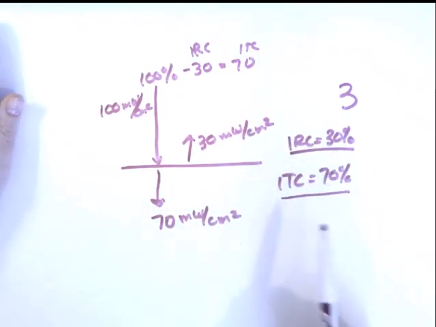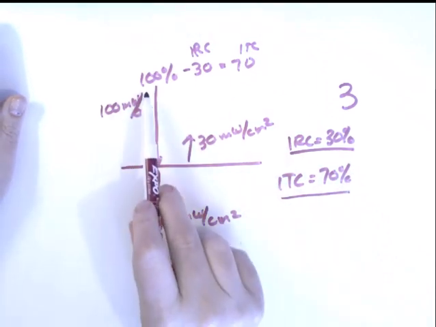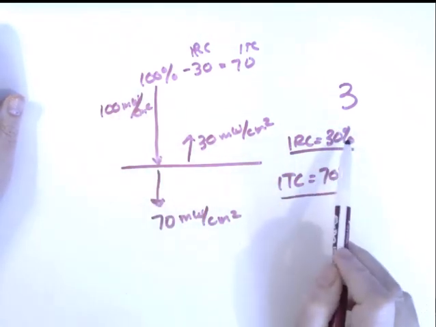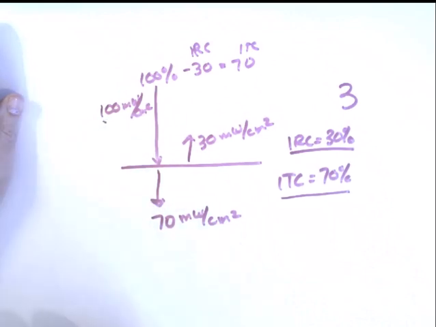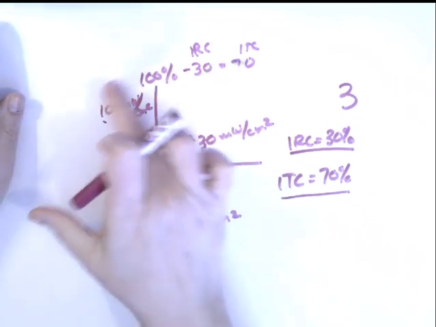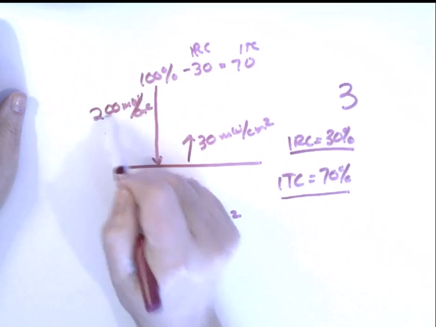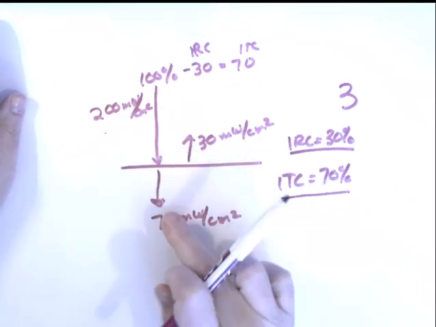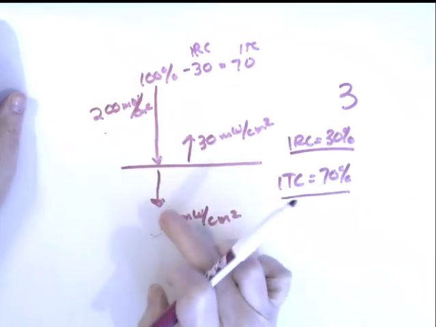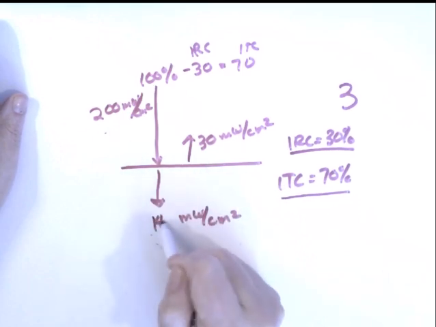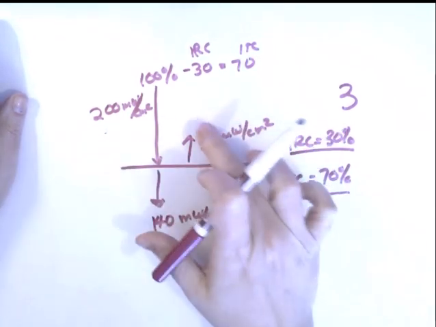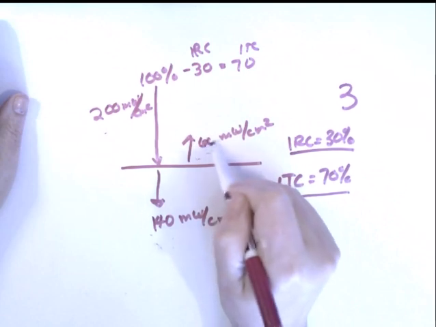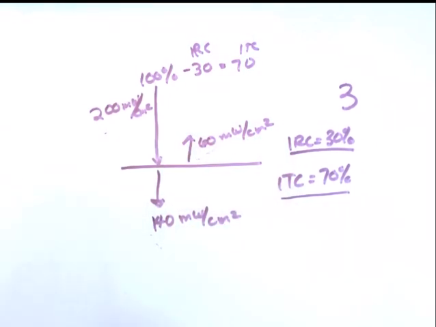So the IRC and ITC always equal 100%. These percentages then can be applied to any intensity values that you get. If I change this to 200 milliwatts per centimeter squared, then 70% of 200 is 140. And 30% of 200 is 60. And so that's how we can calculate IRC and ITC and then apply it to do some calculations for intensities.